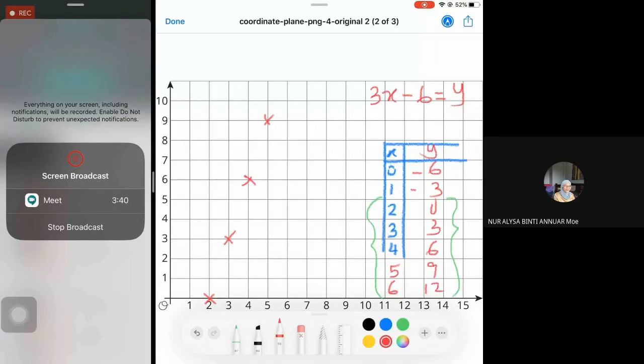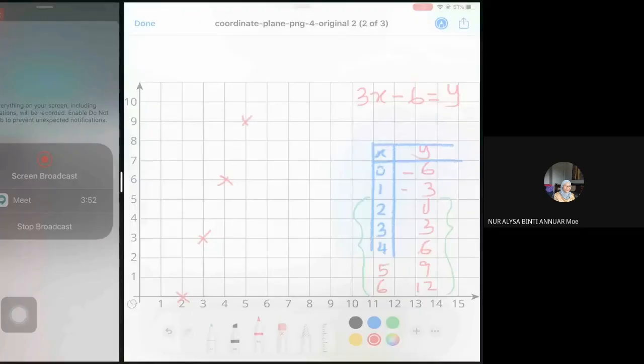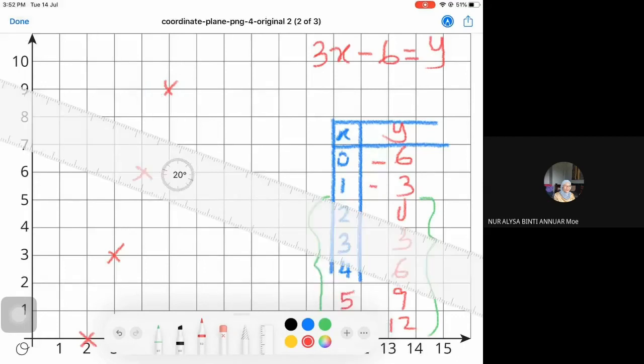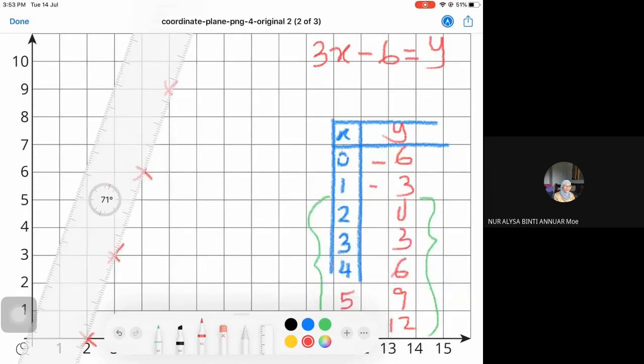Okay. After you finish plotting the values, you can take the ruler. Ruler cikgu tak nak keluar. Kenapa? Ada ruler ni. And join all the points. Join all the plotted points with a straight line. With a straight ruler. Jangan ambil ruler yang bengkok.